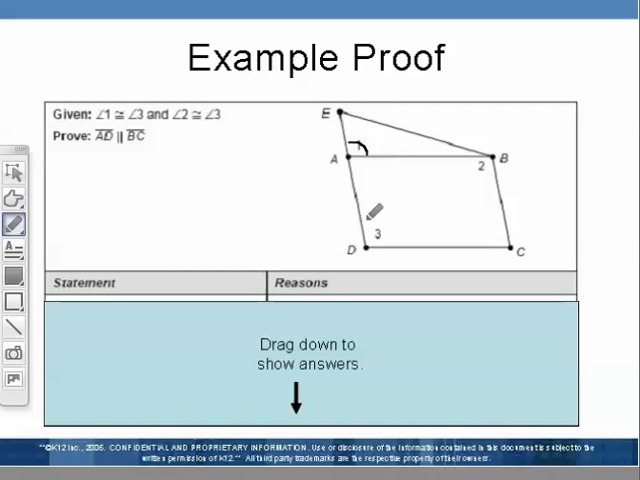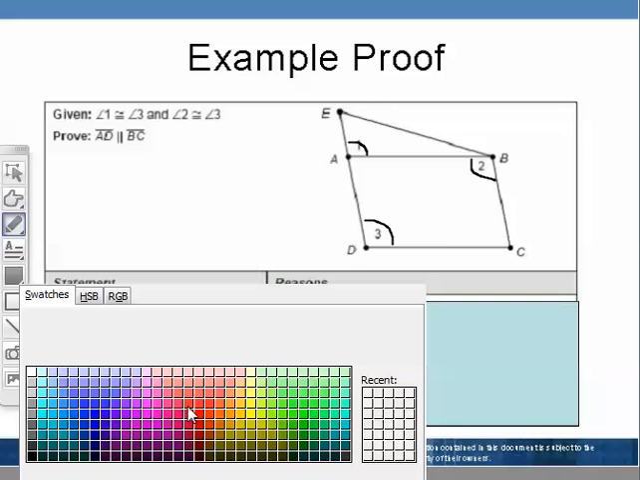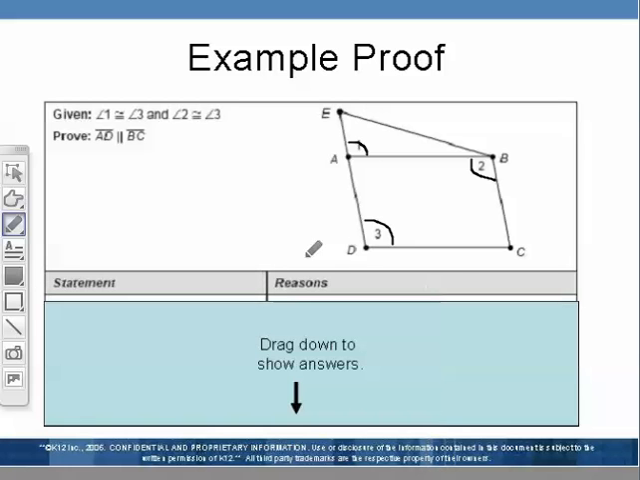Angle 1 is congruent to 3. Those two right there. And angle 2 is congruent to 3. So those are congruent there. And they want me to prove something. I'm going to put that in a different color so I know that when I get it, I'll have it done. They want me to prove that AD, that's this line segment there, is parallel to BC, that line segment there. They're wanting me to prove those two lines are parallel.